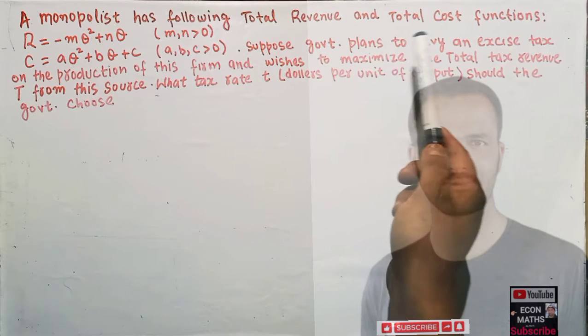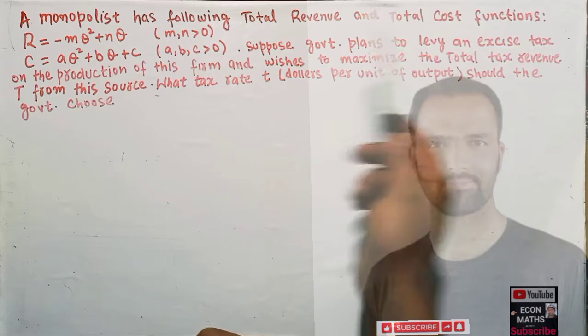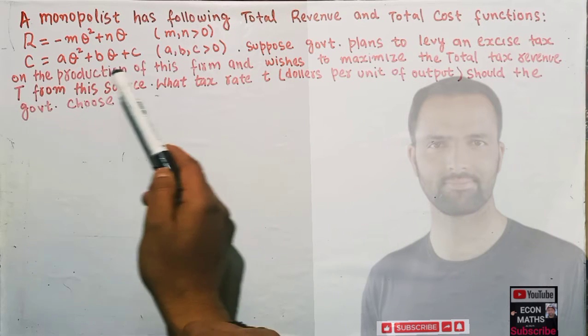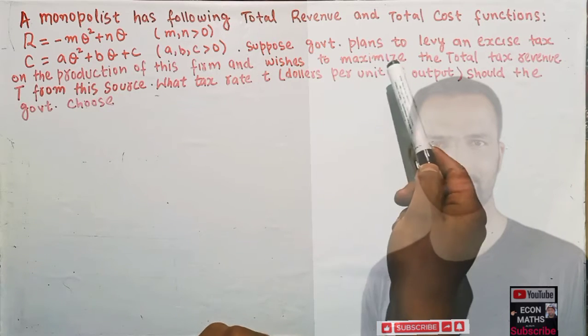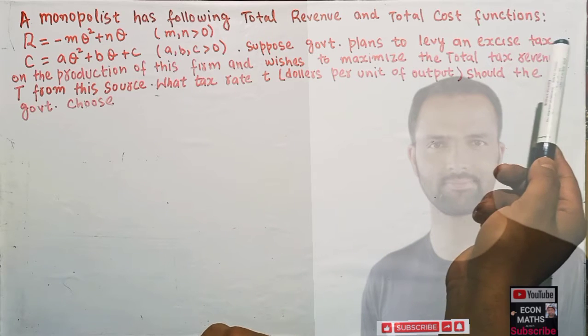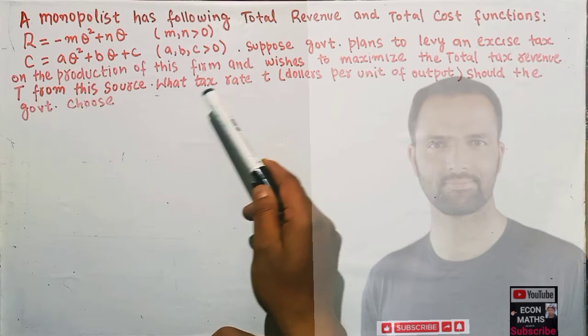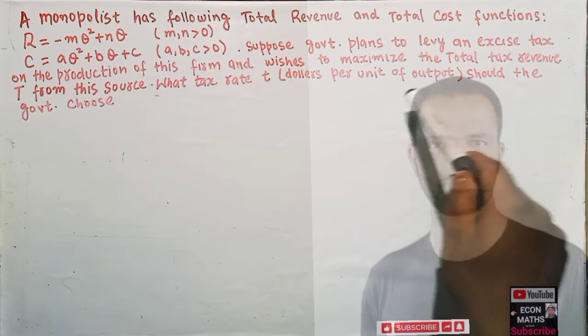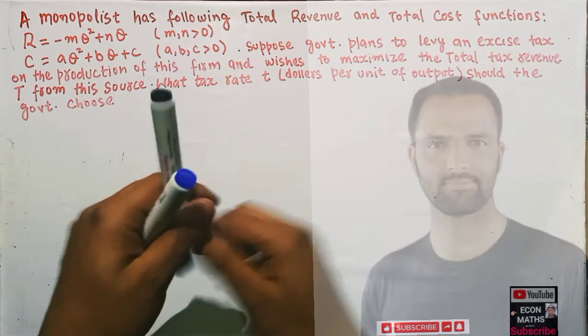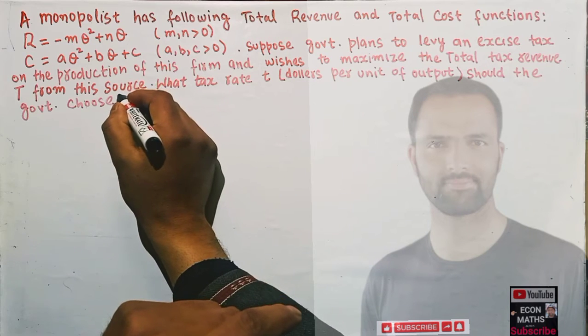Suppose the government plans to levy an excise tax on the production of this firm and wishes to maximize the total tax revenue T from this source. What tax rate in dollars per unit of output should the government choose? Okay, so let's see how to solve this question.